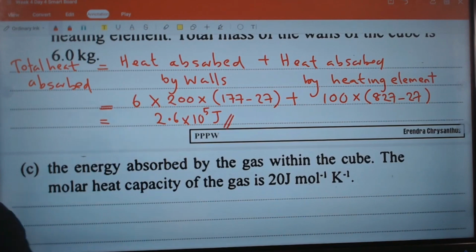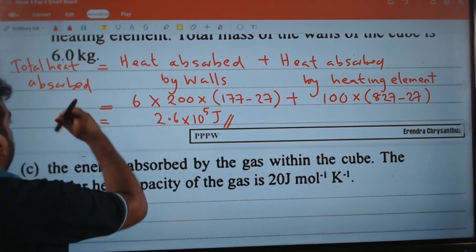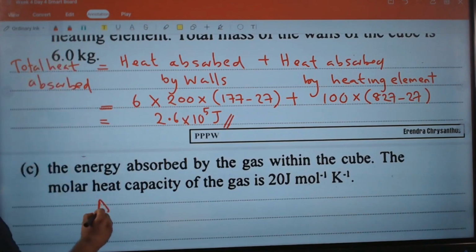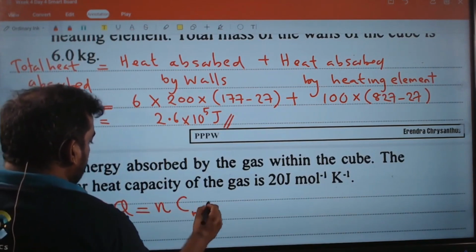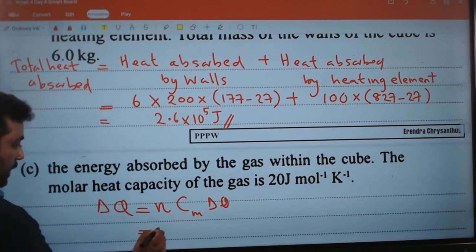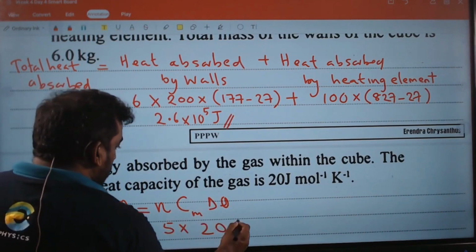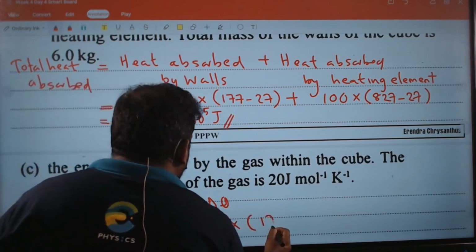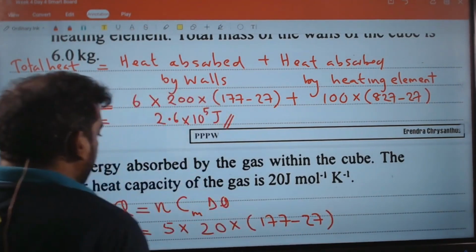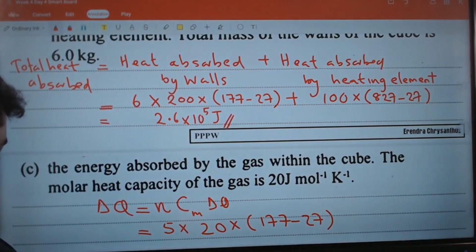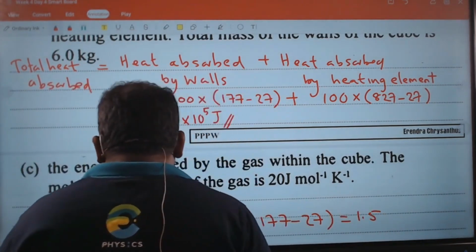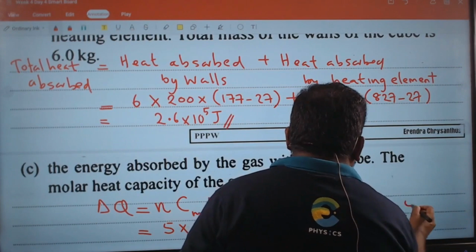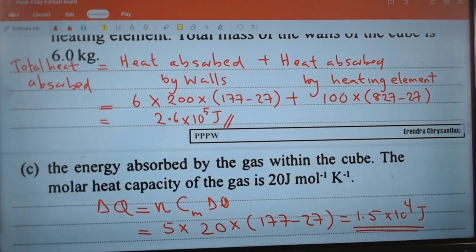Right. The energy absorbed by the gas within the cube, the molar heat capacity is given. So delta Q equals number of moles times molar heat capacity times delta T. 5 moles, 20 joule per mole per Kelvin. Temperature change is 177 minus 27. 5 times 20 times 150 gives 1.5 10 to the power 4 joules.